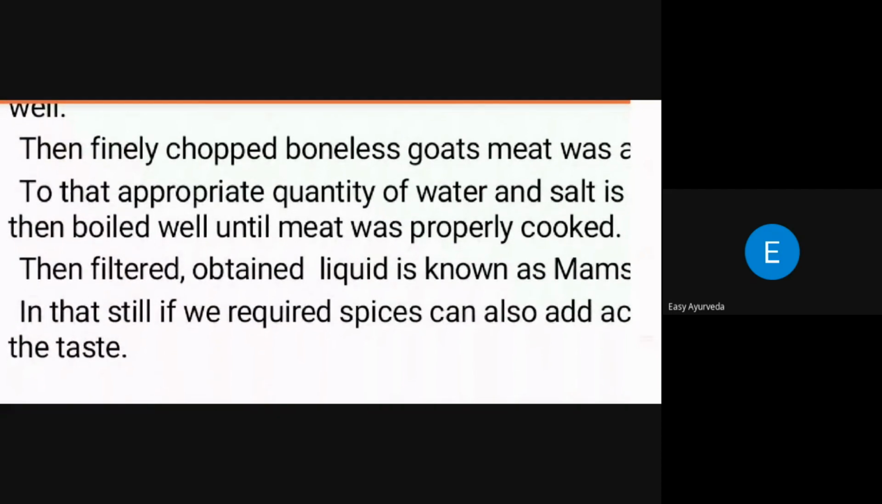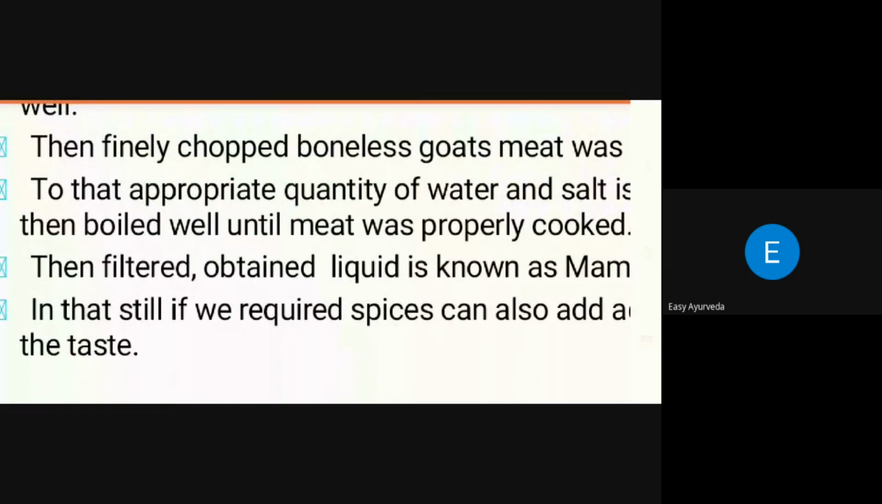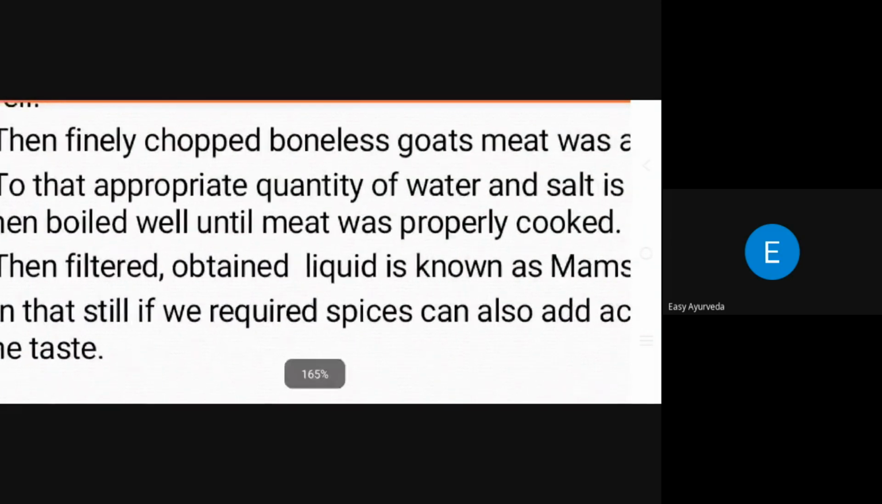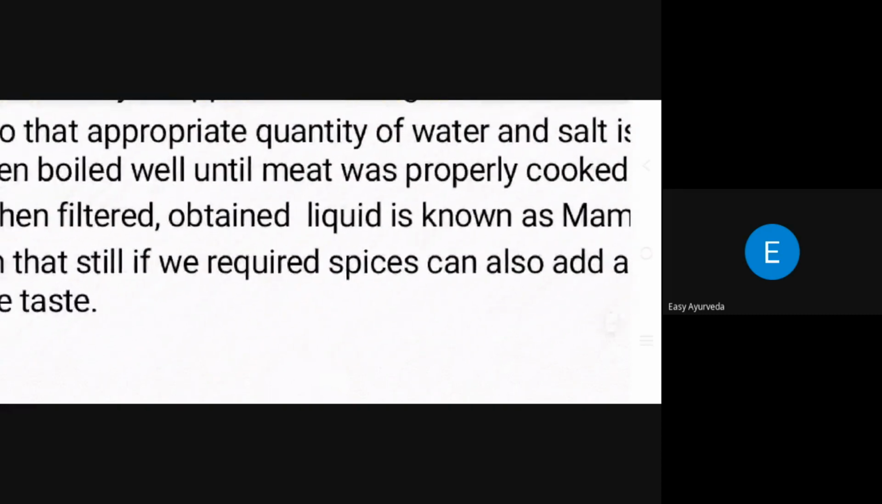To that, an appropriate quantity of water and salt is added, then boiled well until the meat is properly cooked. Once the meat is properly cooked, the meat has to be taken out, and the remaining liquid obtained from there is called Mamsarasa.